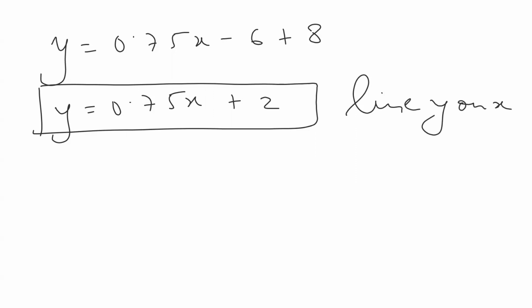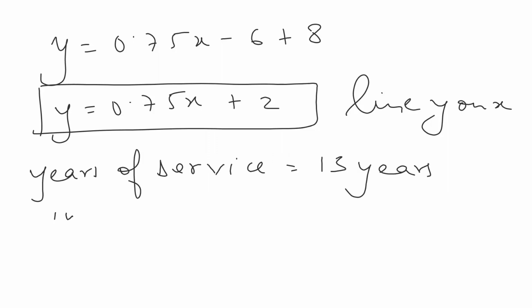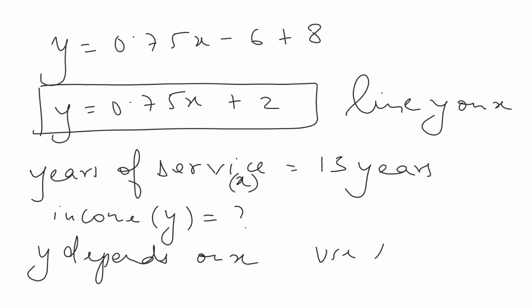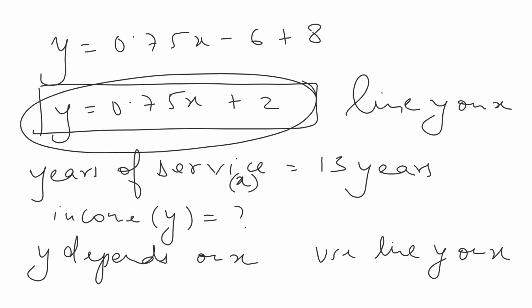Now if you go to the next part of the problem, what they're asking is what initial start would you recommend for a person applying for a job after having served in a similar capacity in another company for 13 years. So a person is having an experience of 13 years. Years of service is 13 years. Income is Y and years of service is X. So Y depends on X. Use line Y on X, which we have already calculated. So in this, put X as 13.